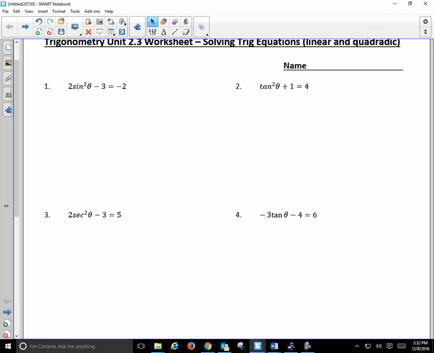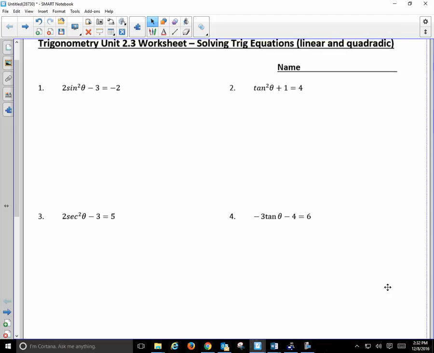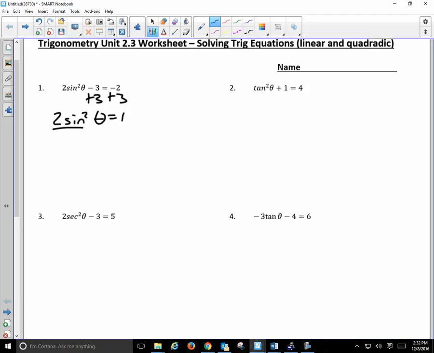Number 1, you should add 3. Everybody can do that. If you're not trying hard enough. 2 sine squared of theta is equal to 1, and you divide by 2. Everybody can do that. If you don't, you're not trying hard enough. Everybody can also square root both sides. So you get sine of theta is equal to, now sometimes people don't remember to put plus or minus. You got to get in the habit of that. And you have the square root of 1/2.